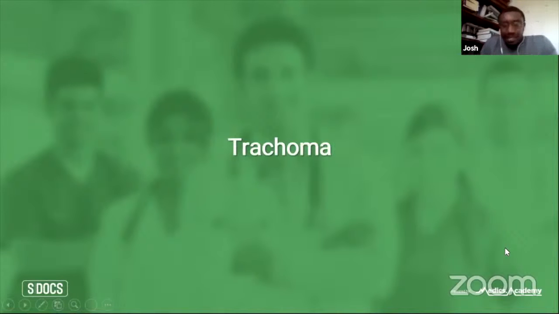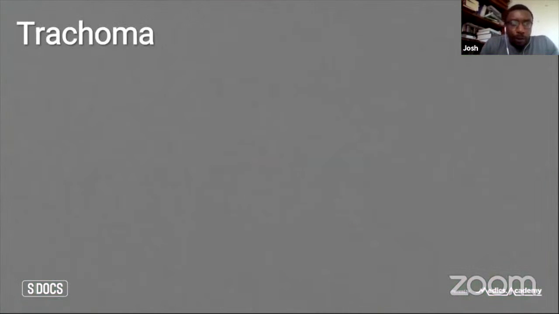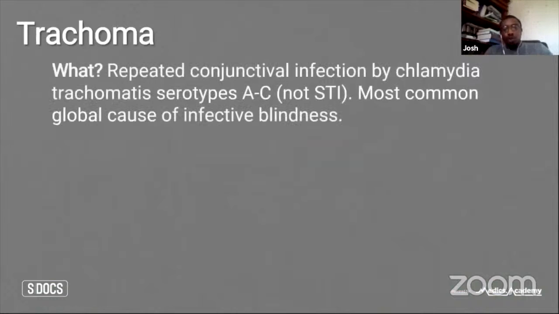And finally, the last disease that we're going to look at is trachoma. What is trachoma? It is a disease that's caused by repeated conjunctival infection by Chlamydia trachomatis serotypes A to C. So these serotypes are not the STI version of Chlamydia trachomatis. That's serotypes D to K. This is A to C that's causing the disease trachoma. It's the most common global cause of infective blindness.